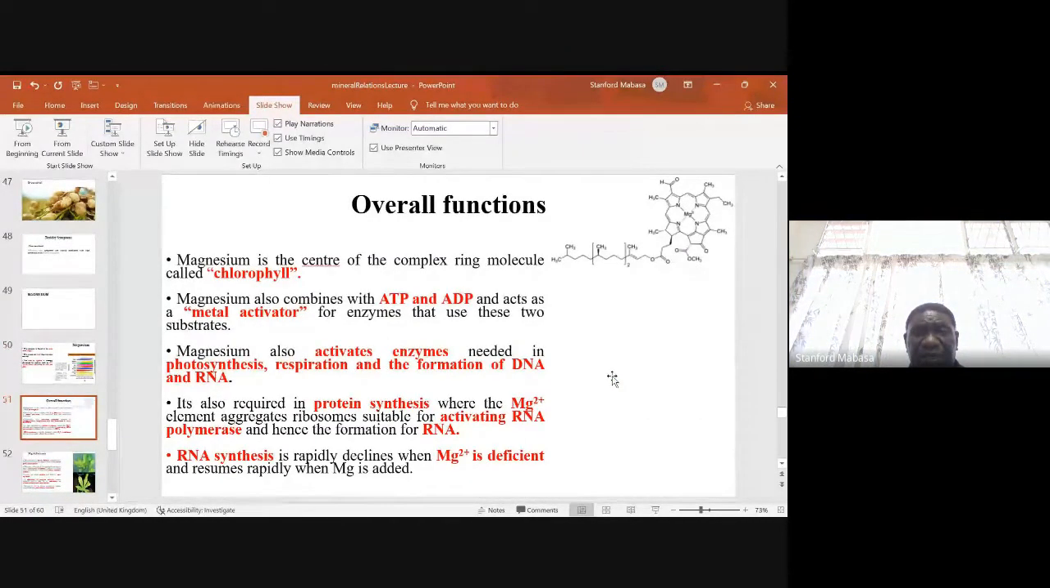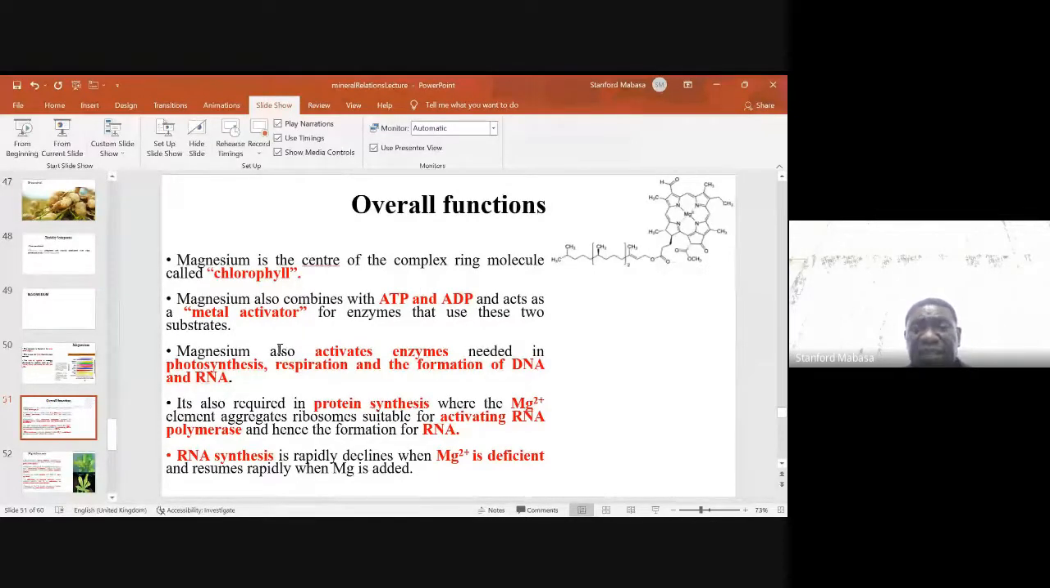So what is the importance of magnesium? It's vital for the chlorophyll. It forms part of the molecule of chlorophyll. We know chlorophyll is essential for photosynthesis. So without magnesium, I don't think the plant will grow.